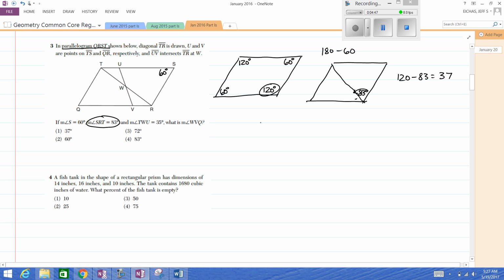All right, next step. What we have is this triangle right here that we're going to focus on, WVR. And we're going to need this exterior angle to do this.